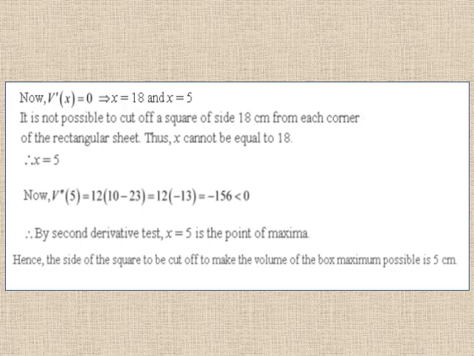So again by the second derivative test, x equals 5 is the point of local maximum, or the maximum. Hence the side of the square that we have eliminated from the rectangular sheet will be equal to what? 5, to make the volume maximum. So pause and note down the solution.